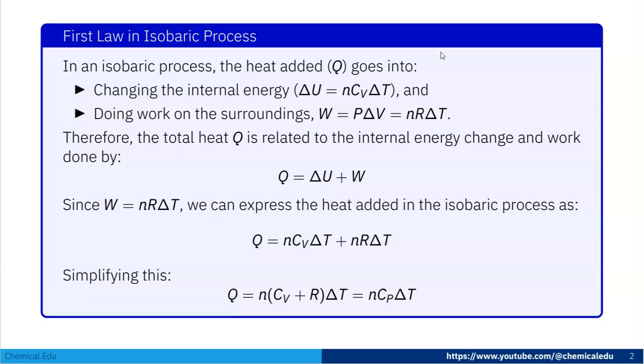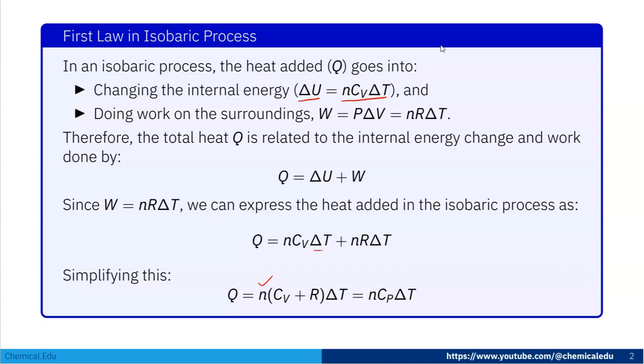In an isobaric process, the heat added Q goes into changing the internal energy, ΔU is equal to nCvΔT, and doing work on the surroundings. So W is equal to PΔV, that is nRΔT. Therefore, the total heat Q is related to the internal energy change and work done by Q is equal to ΔU plus W. Since W is equal to nRΔT, we can express the heat added in an isobaric process as Q is equal to nCvΔT plus nRΔT.